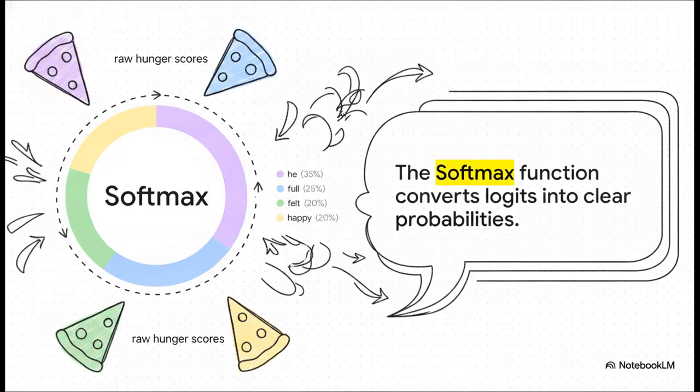That is where the softmax function comes in for the grand finale. Imagine a bunch of friends trying to decide how to divide up a pizza by just shouting out random messy numbers based on how hungry they are. It'd be chaos, right? Softmax takes those raw hunger scores, the logits, and mathematically converts them into clean, simple percentages that neatly add up to 100%. For instance, the word he might get a 35% probability, full gets 25%, and so on. The model then picks the next word based on these clean probabilities, building out its response just one single word at a time.